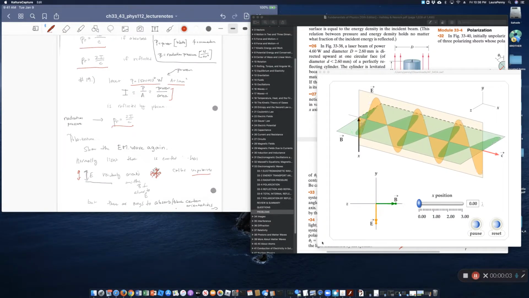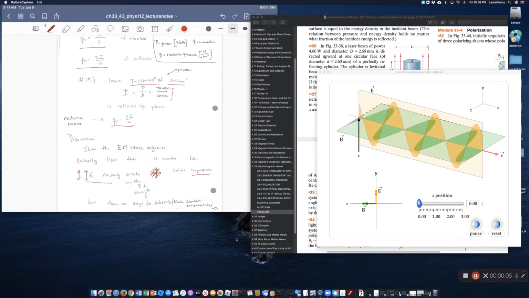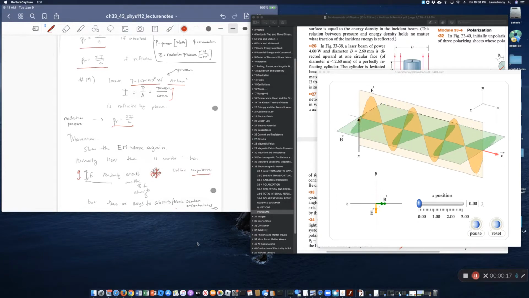Okay, I'm back. Last time I finished up talking about radiation pressure. Now I'm going to move into polarization, which we can see in this next part of our notes.